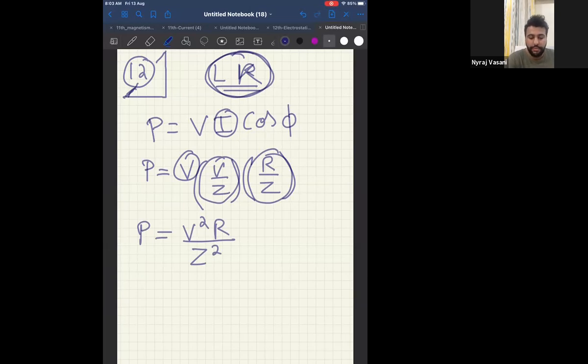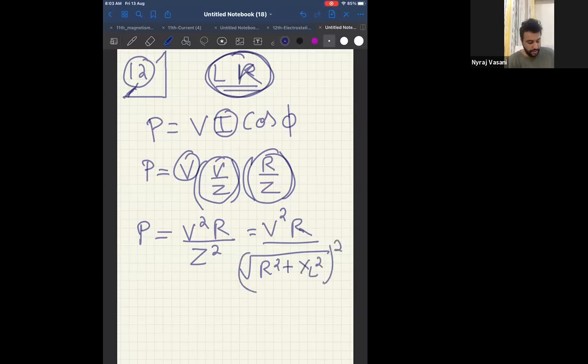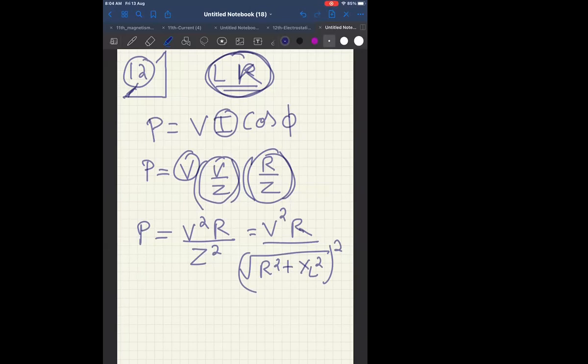Now, continue. Can I write this as V square R divided by Z square? What is Z square? Z is equal to square root of R square plus XL square, the whole square. Now look at the options. I can get the option directly because V square R I've already got in the numerator. Therefore, can I say my answer will be close to option B? My answer will be close to option B, but I will continue.